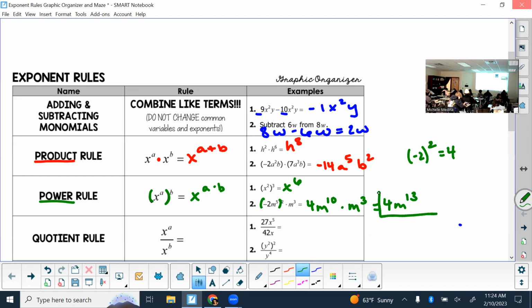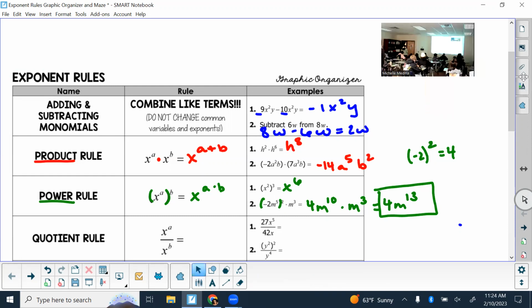So this is our final answer, but you can see we applied the power rule on this one. Yeah, anything that's in the parentheses raised to a power has to be raised to that power, including the number. So -2 squared is 4. Yes. All right, moving on.